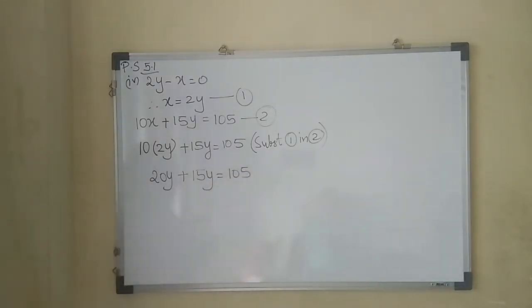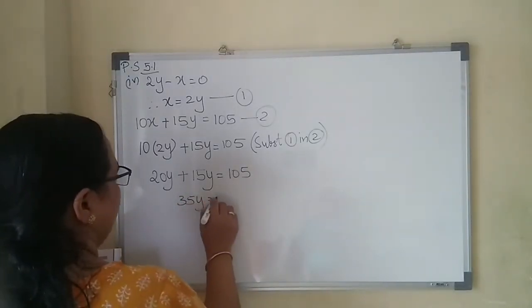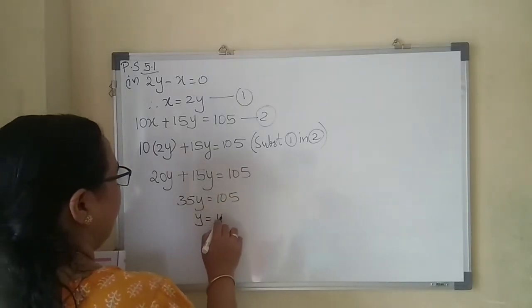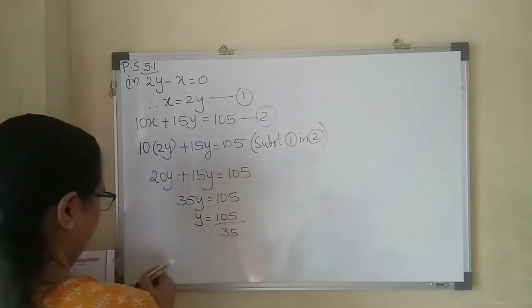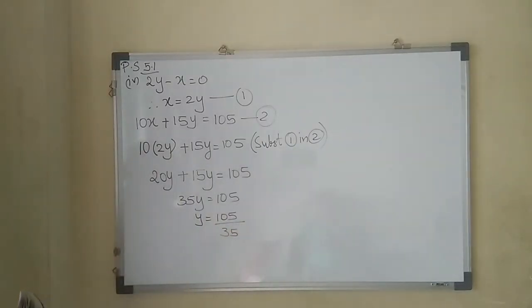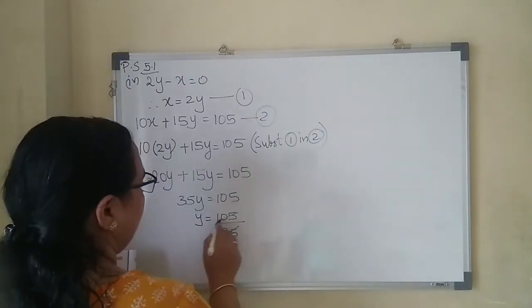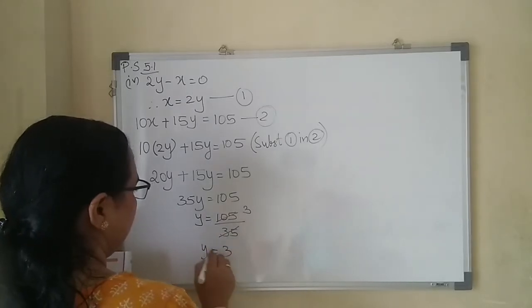What is 20 plus 15? Yes, 35y equals 105. So what is y equal to? 105 divided by 35. If you know the table, it is 3 times. 35 3s is 105. Yes or no? So y equals 3.